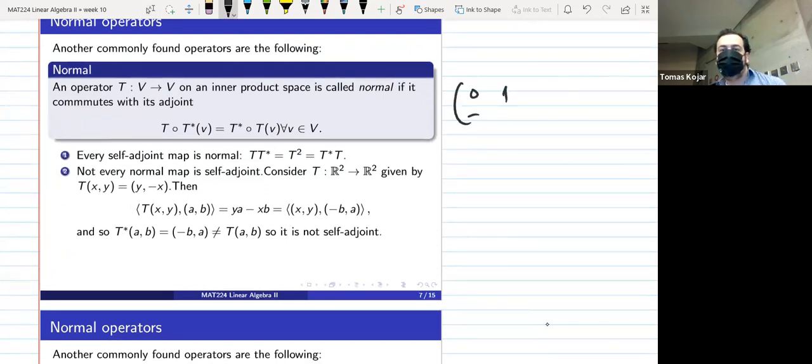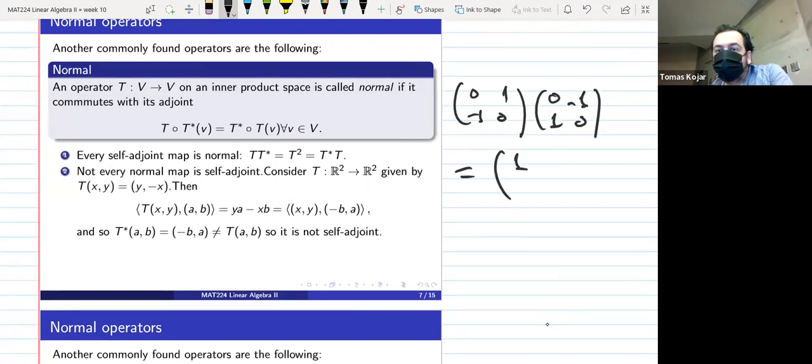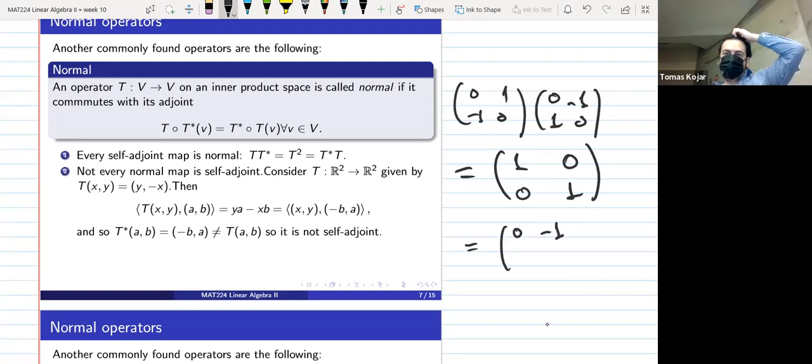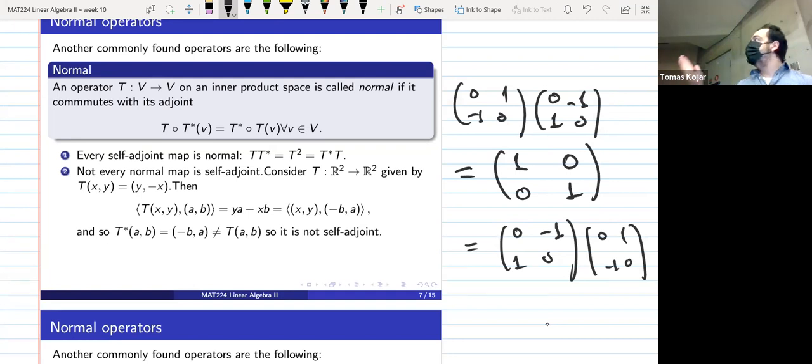You have 0, 1, minus 1, 0 times itself times the T guy. Okay, so then you go like this, and you do like this. And if you do the other way, you again get the identity matrix, okay? So you go like this, it becomes a 1, right? Why are you looking at me? Look at the matrix. Yeah, I checked both.